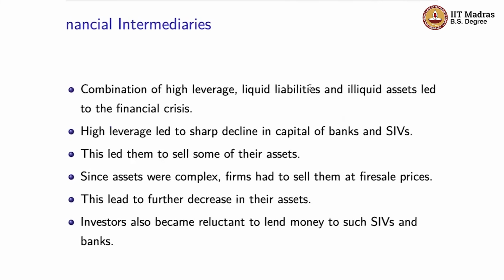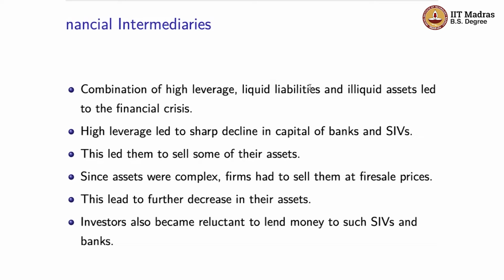So you have got this volatile combination of high leverage, liquid liabilities in the form of wholesale lending not being covered by deposit insurance, and illiquid assets, such as these mortgage-backed securities, which actually contributed to the financial crisis. So the high leverage led to a sharp decline in the capital of banks and SIVs. This led them to sell some of their assets. Because the assets were very complicated, firms had to sell them at a much lower price than what they had valued them at. And this, as a result, led to further decreases in their assets, right? Because they had to write down the value of these assets. And investors also became reluctant to lend money to such SIVs and banks.